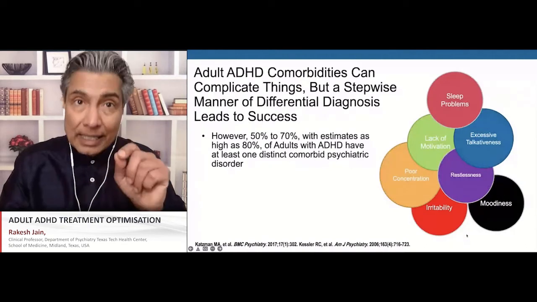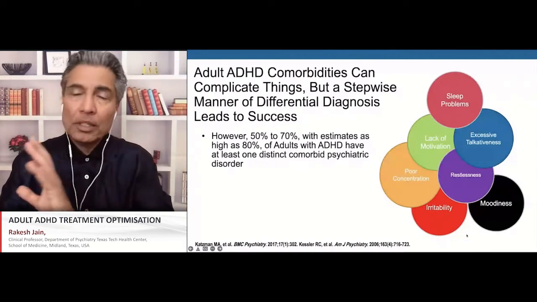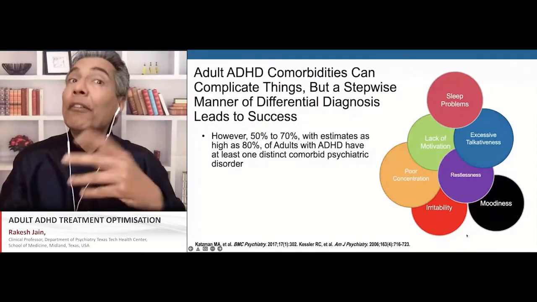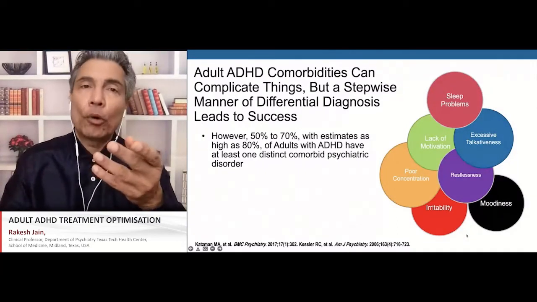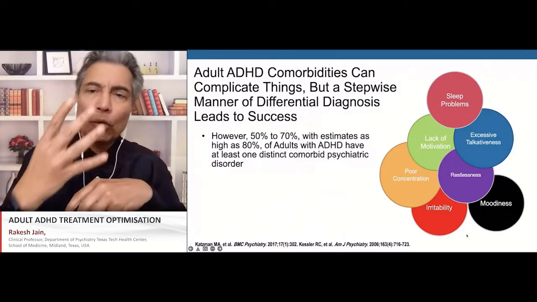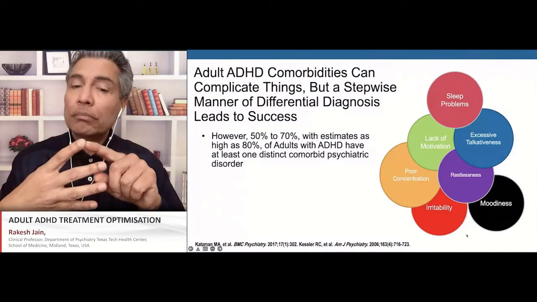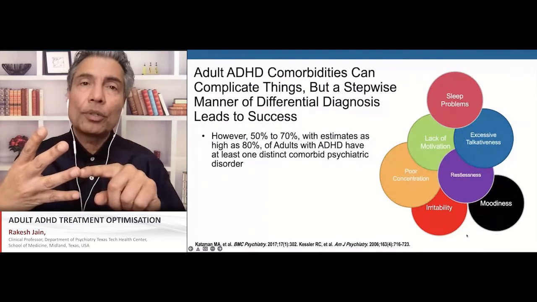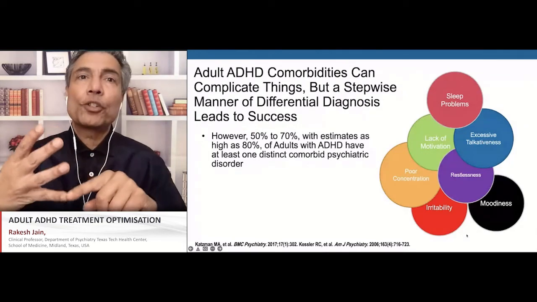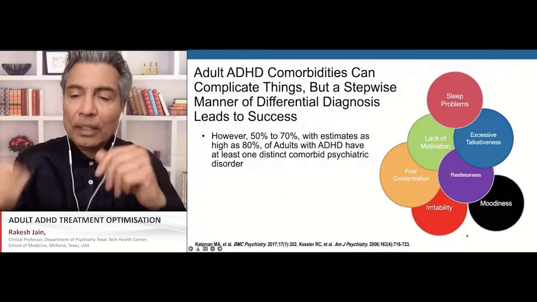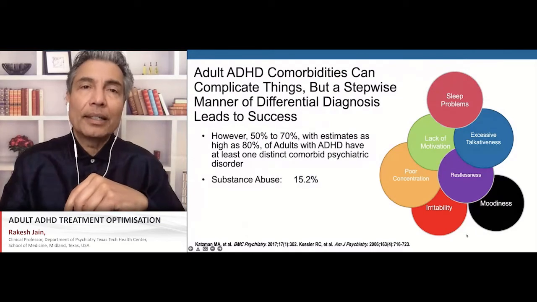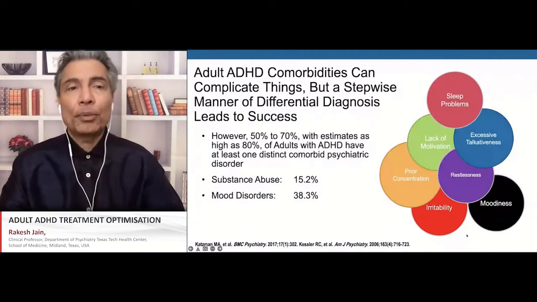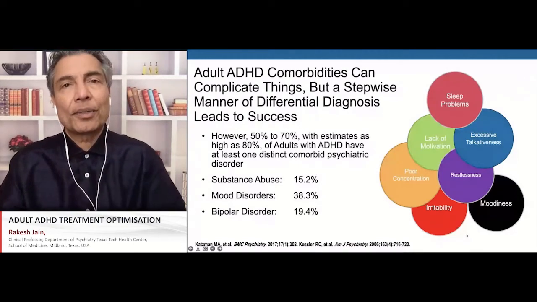So at least half, sometimes in some studies, actually 80% of patients who have adult ADHD have a comorbidity. What kind of comorbidity? And I think there are classic 4 comorbidities: major depression, anxiety disorders, impulse control disorders, and substance misuse. And those are the reasons they come see us. And underneath, I just want to confirm that with you: substance, mood disorders, bipolar disorder, anxiety disorders.